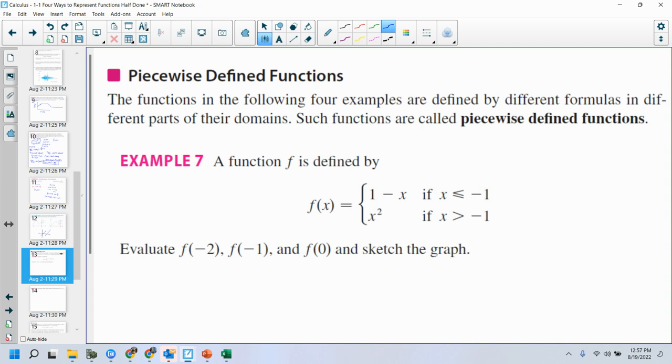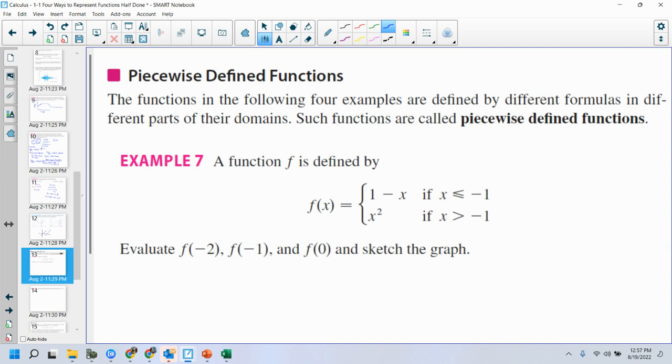But a piecewise function is just one where it has different pieces and parts to it, right? That's where it gets its name. The functions in the following 4 examples are defined by different formulas in different parts of their domain. When you got each different piece of the domain having a different formula to it, that is what's called a piecewise function. So here's an example of a piecewise function. This is what it looks like in equation form.